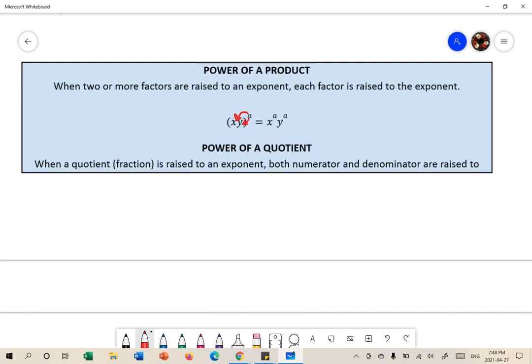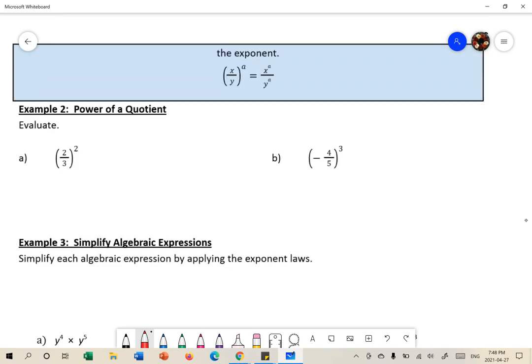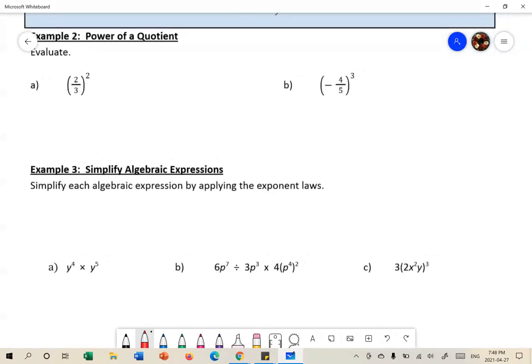Power of a quotient. When a quotient, or a fraction, remember fractions are division, is raised to an exponent, both numerator and denominator are raised to the exponent. So the exponent a, we must apply it to x and to y. Let's practice.